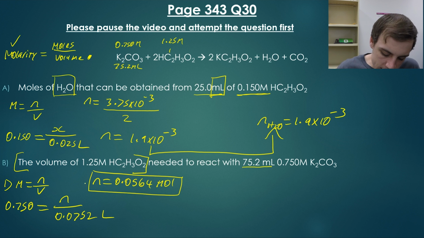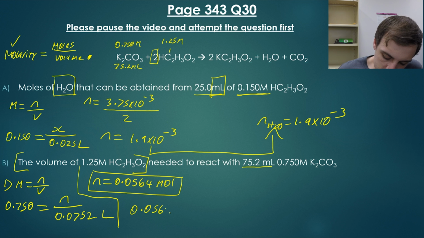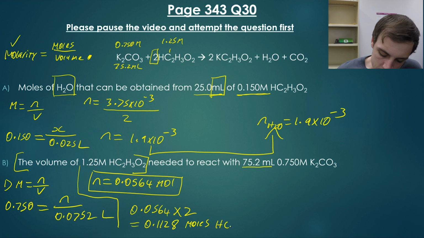Now we need to pay attention to our coefficients at the front here. We look at potassium carbonate, which has nothing in front of it. Then we look at our ethanoic acid, and we have our 2. So we've got 0.0564 multiplied by 2, and that will give us 0.1128 moles of ethanoic acid.